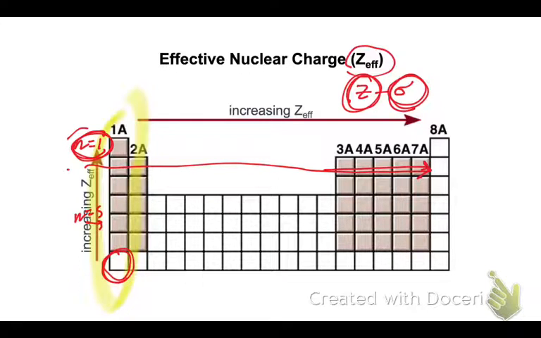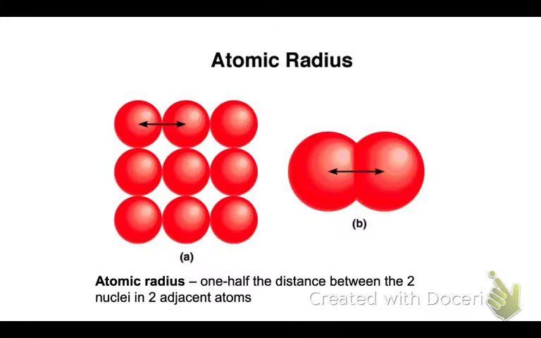So, as I go from group 3A to group 4A, the valence electrons here in 4A will feel more attraction to the nucleus than the electron here. And that will affect the first property that we will talk about, which is the atomic radius.